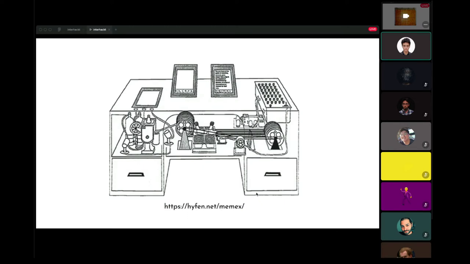This is how the Memex looked like. And at the time, of course, there were no digital computers. So what he set out to do was envision a machine that would use a technology called microfilm to store all the documents and the connections between them.